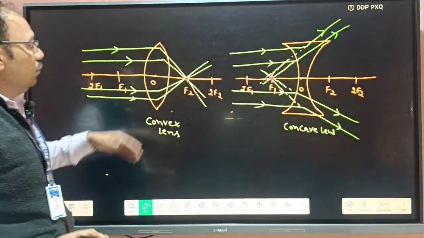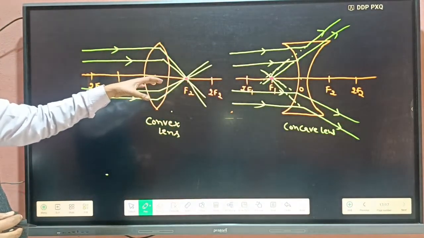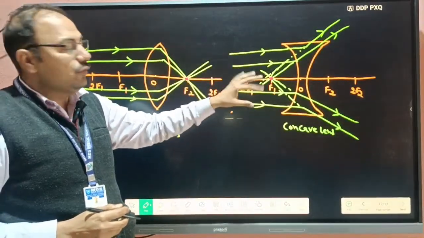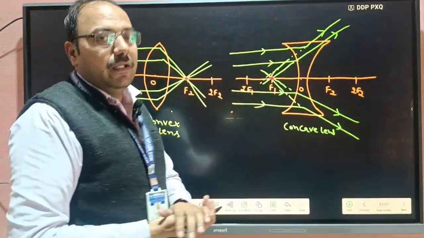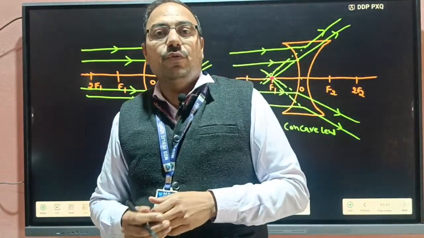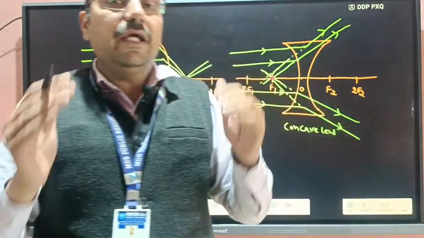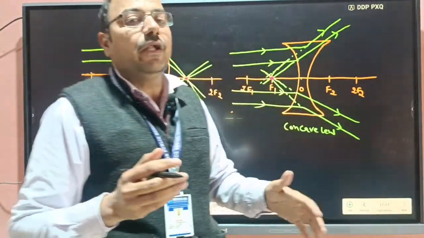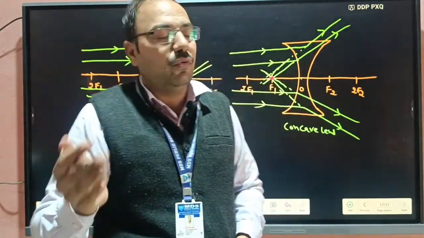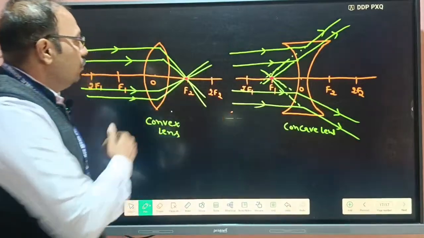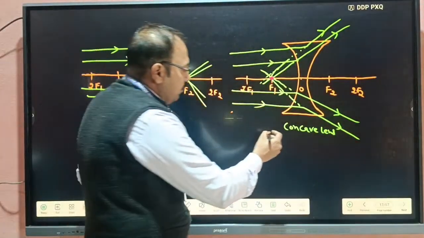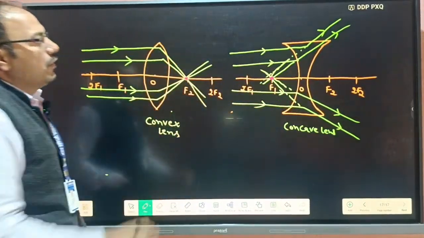Okay, so they form here a real and inverted image, and here they form a virtual image. We already learned that a real image is an image that can be obtained on a screen, and a virtual image is an image that cannot be obtained on a screen. Okay, so this is known as the diverging lens. What is this? This is diverging and this is the converging lens.